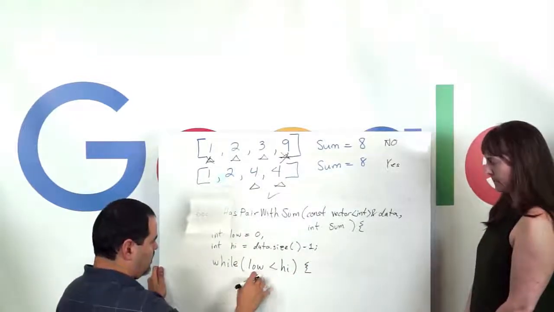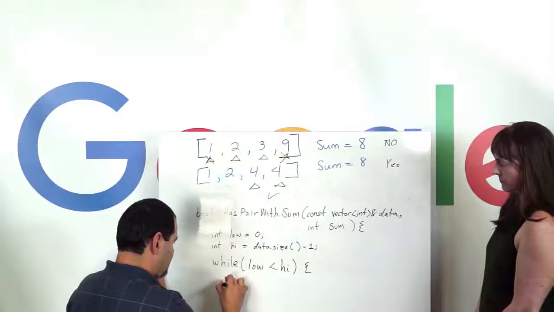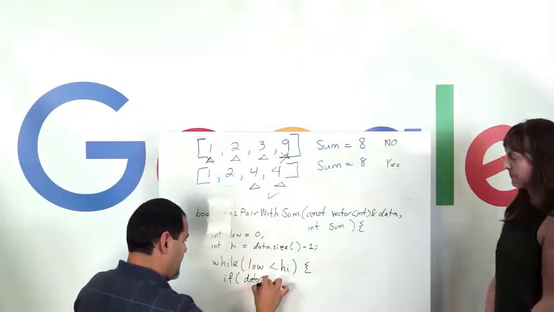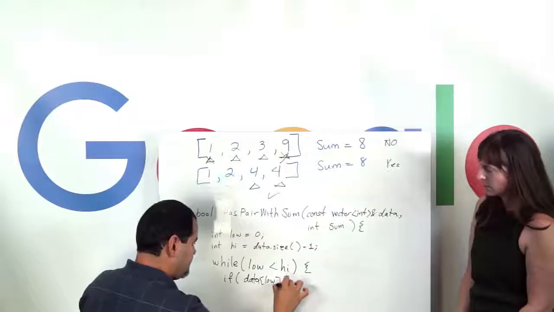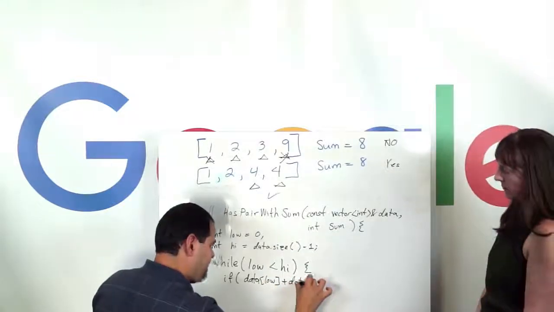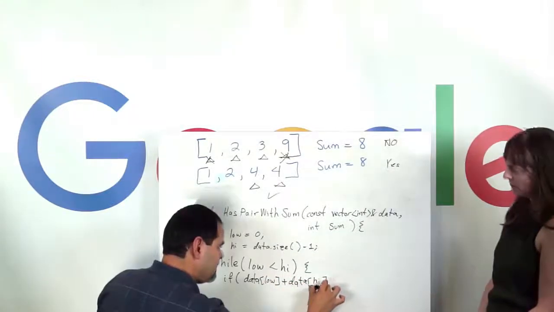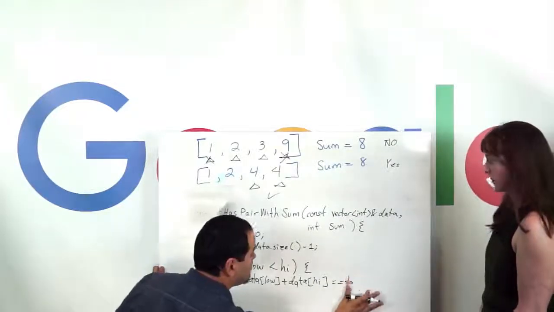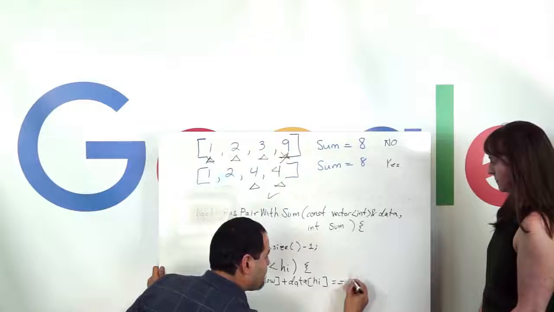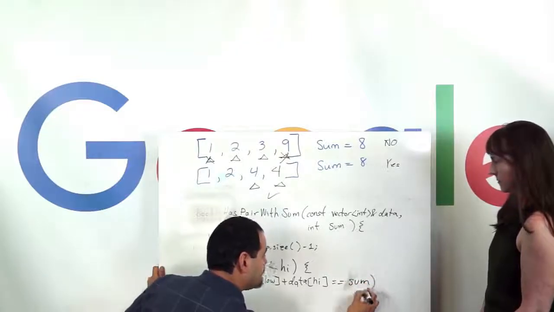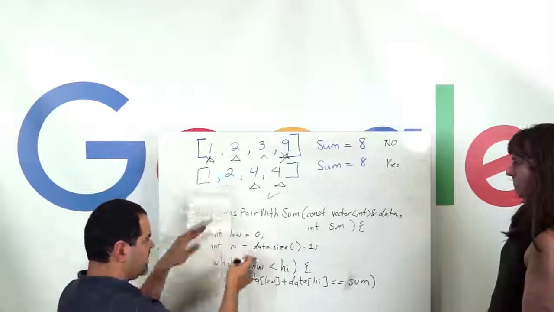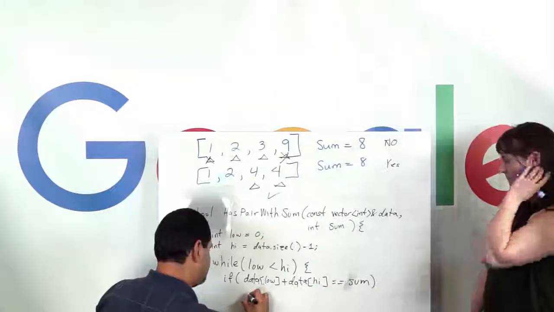So while low is less than high, if my data at low plus my data at high is the same as my target which is called sum, then I have found it. That's it. That's my pair. And here's where I would construct that pair if I needed to return it. But like you say, for now, I can just return true.